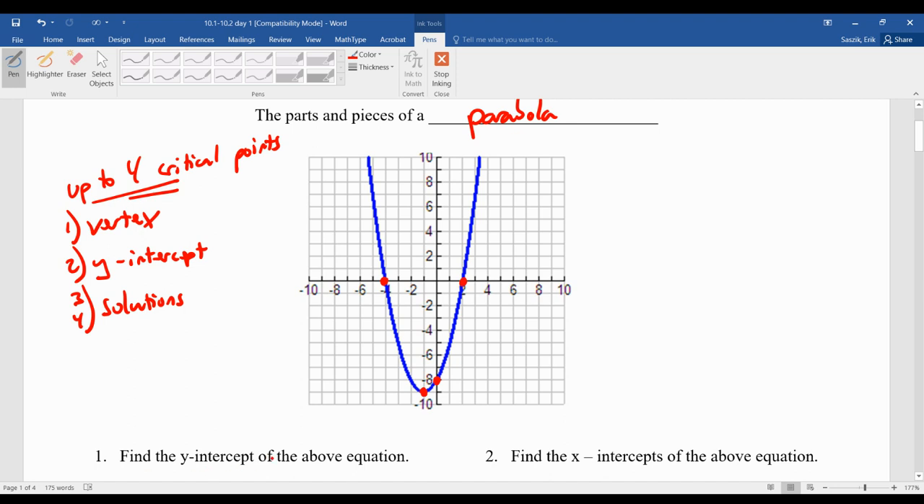Now, answer this question: find the y-intercept of the above equation. Obviously, that's right here, (0, -8). Find the x-intercepts. Well, we know that that's x equals -4 and x equals 2.